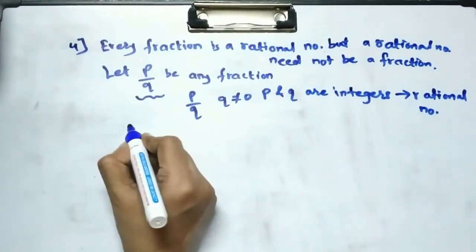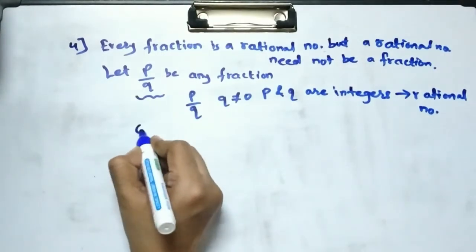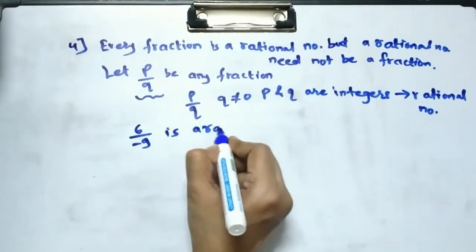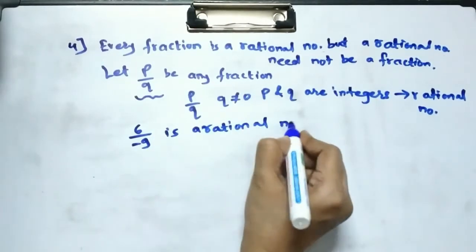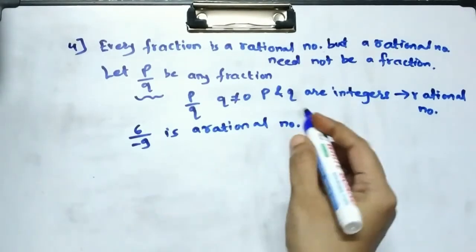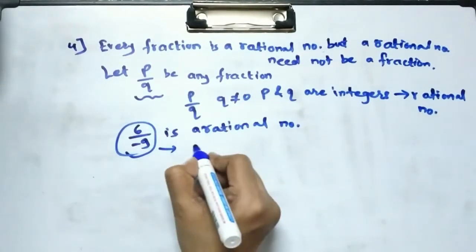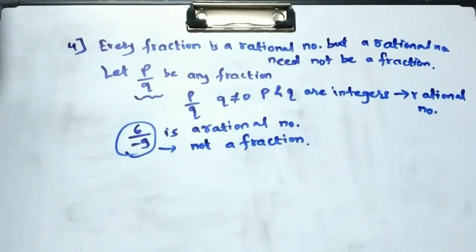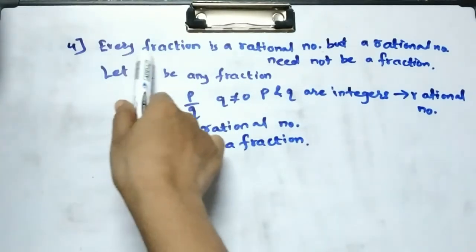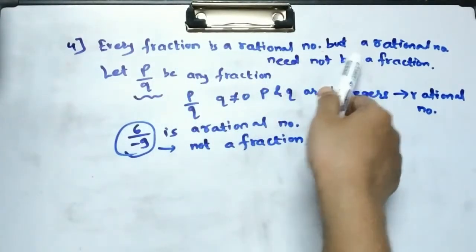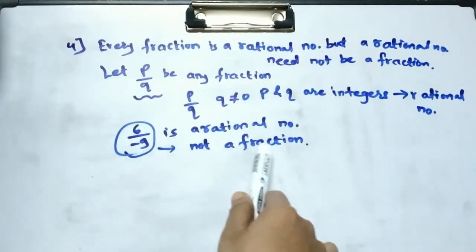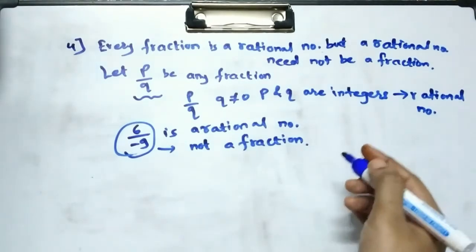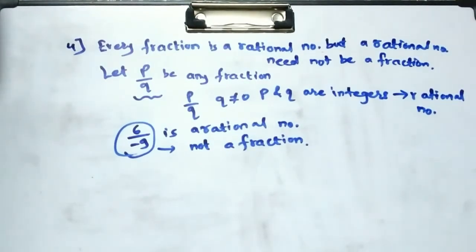But friends, consider for example 6 upon minus 9. It is a rational number, but it is not a fraction. So every fraction is a rational number, but a rational number need not be a fraction. So it is clear here. And friends, in this P by Q, P is the numerator and Q is the denominator.